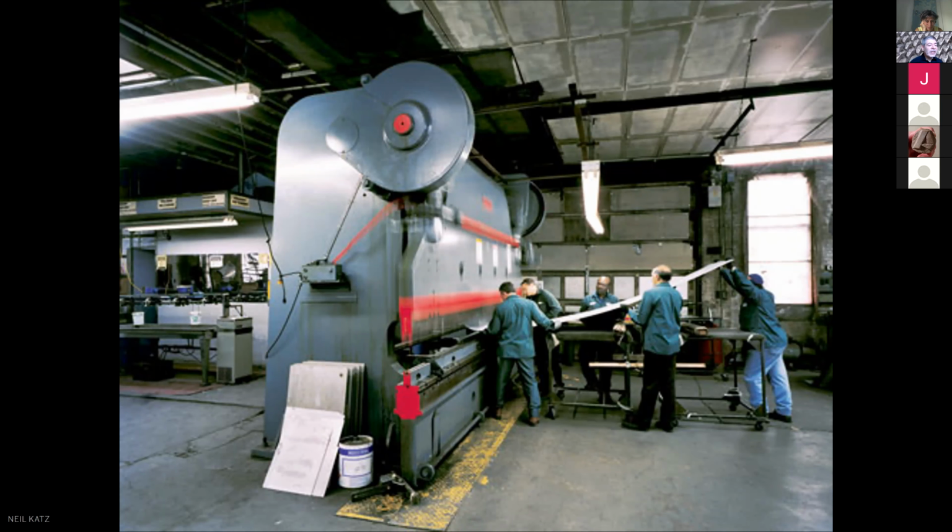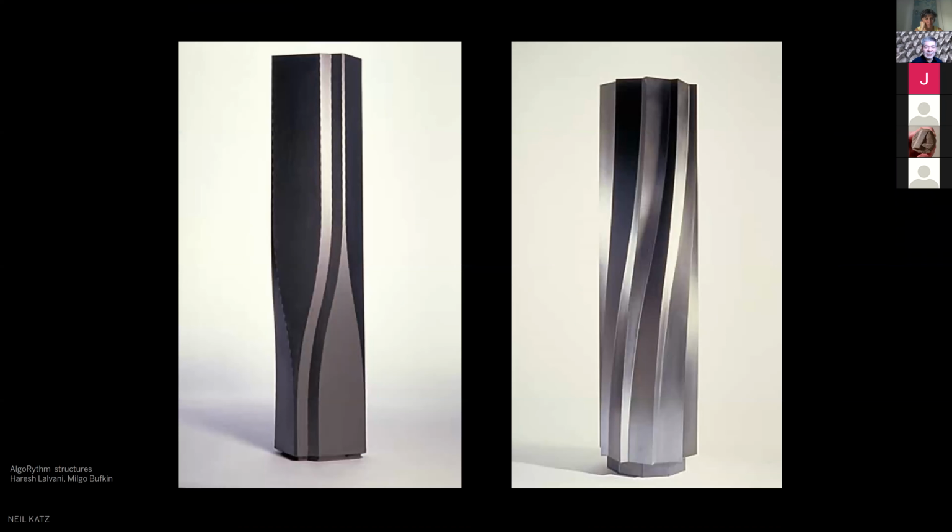And at Milgo Bufkin, which is a large shop, they have many machines that are able to work metal, and some of them are more than 100 years old, if not the machines themselves, at least the technology, like this brake press. It's able to take a sheet of metal and bend it using a straight fold. They also have more sophisticated equipment, like laser jet cutters and water jet cutters that we used in order to create some of the forms that were not able to be created with straight folds, like these.